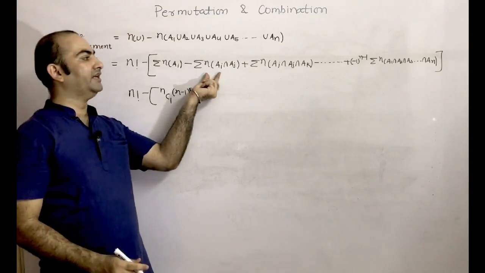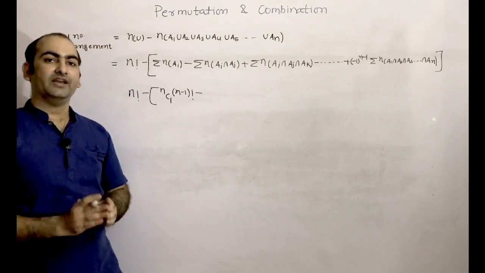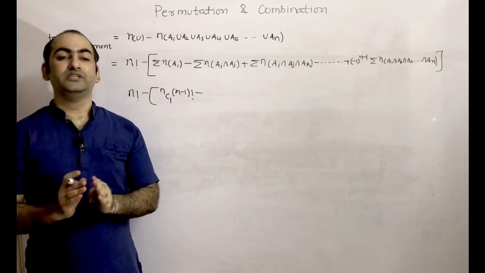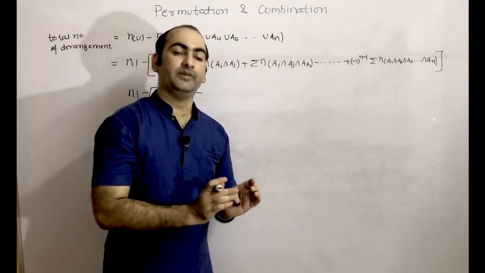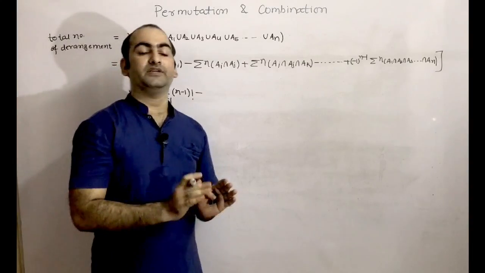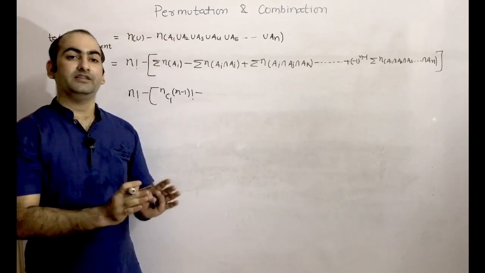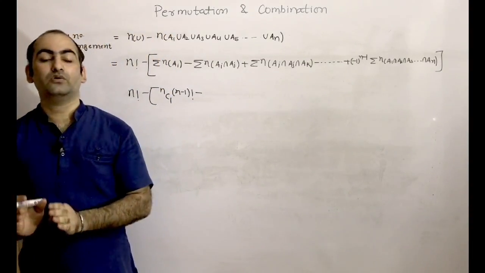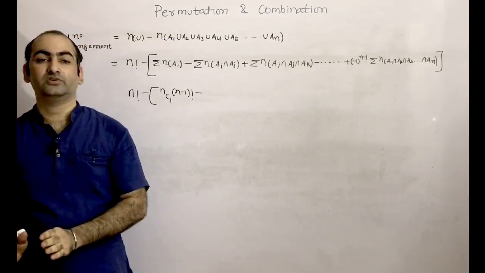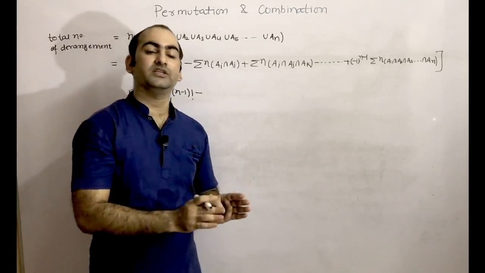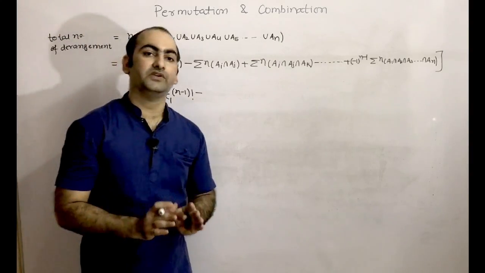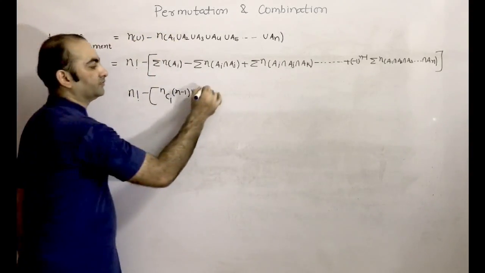Sigma n(Ai intersection Aj). What is n(Ai intersection Aj)? Out of n things, two things are going to the correct place. That means the remaining n minus two things we can arrange in any number of ways. All n minus two things can go to the correct place, that is okay. All n minus two things can go to the wrong place, that is also okay. Or some can go to the correct place and some to the wrong place, that is also okay.